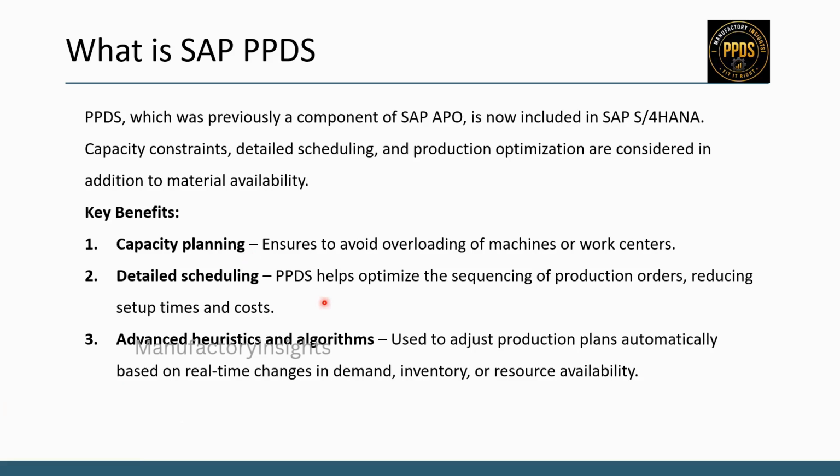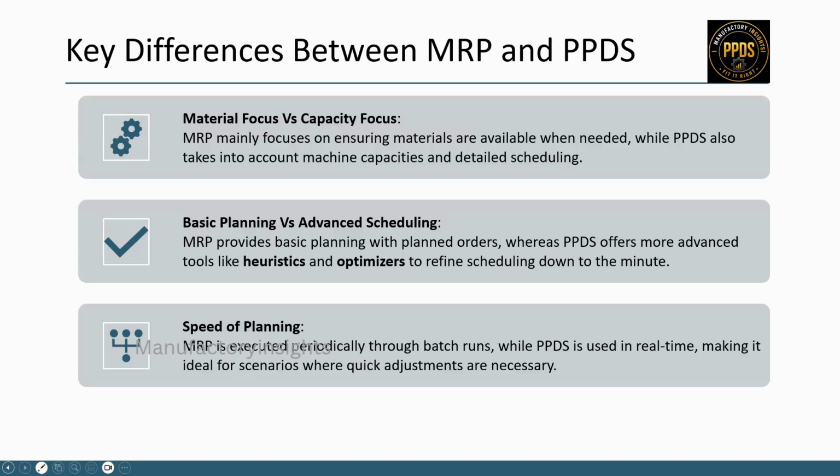Detailed scheduling. PPDS helps optimize the sequence of production orders, reducing setup times and cost. Advanced heuristics and algorithms. This allows for automatic adjustment to production plans based on real-time changes in demand, inventory, or resource availability. So, what is the key difference between MRP and PPDS? Let's break it down.